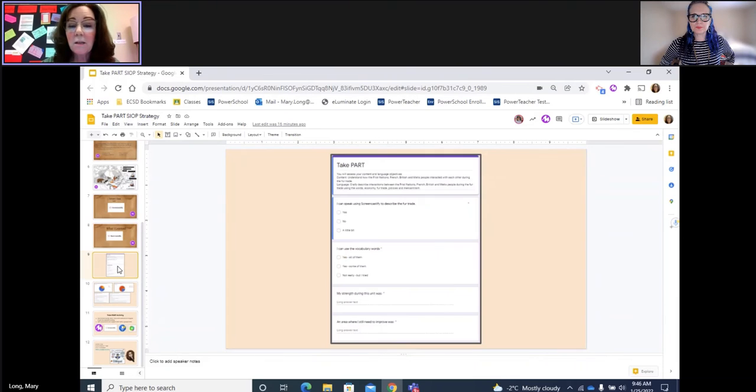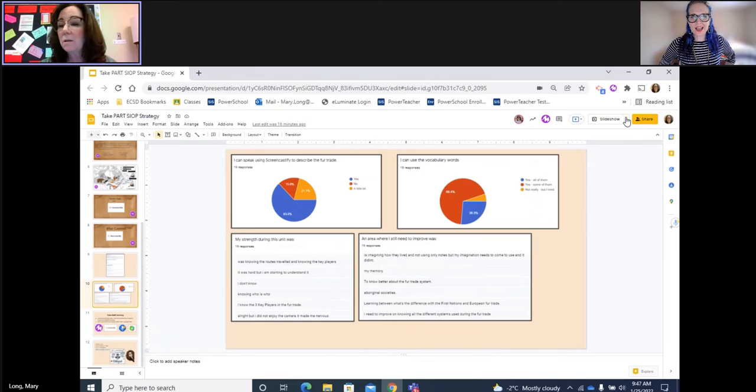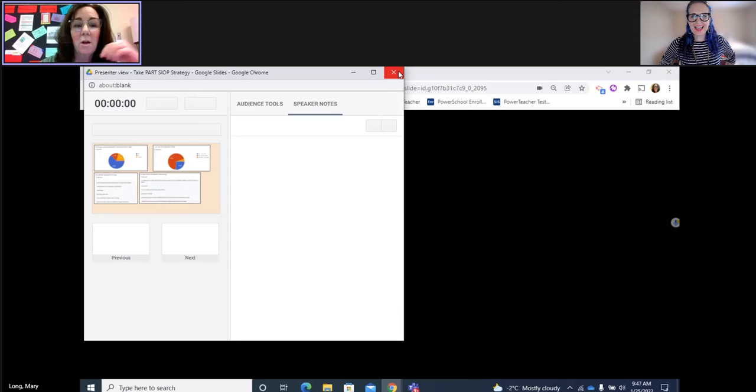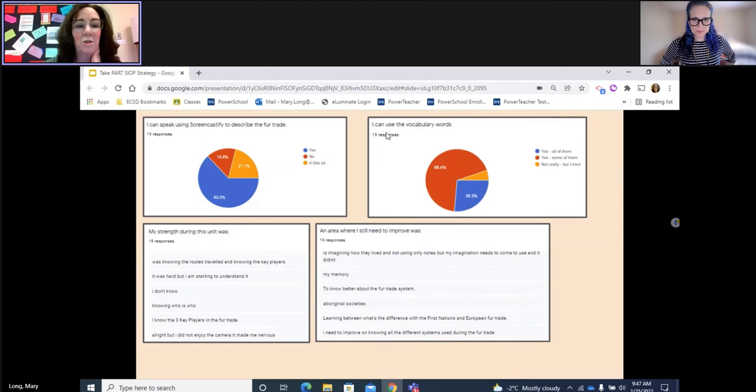And then at the end, they use this Take Part self-assessment. I'll go here and put that into presenter view so that you can see it better. So these were some of the questions. I can speak using Screencastify to describe the fur trade: yes, no, or a little bit. I can use vocabulary words: yes, all of them; yes, some of them; not really, but I tried. And then my strengths and the area where I need to improve.